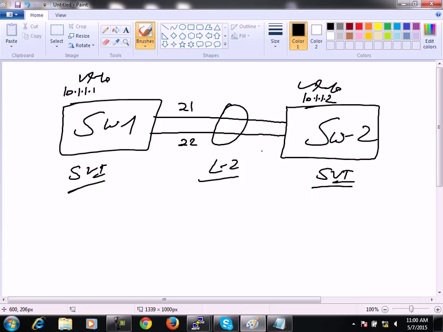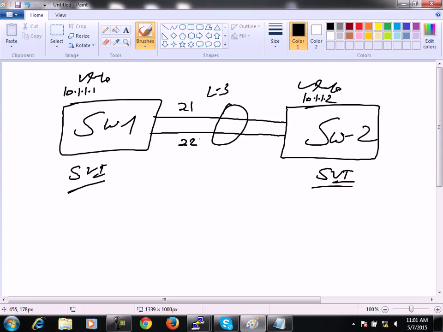See, not for load balancing actually. Sometimes what happens is that you do not have layer 2 ports here. Are you getting my point? You do not have layer 2 ports. Let's say that these are only and only layer 3, 21 as well as 22. Both of them are layer 3 ports available in between these two switches.